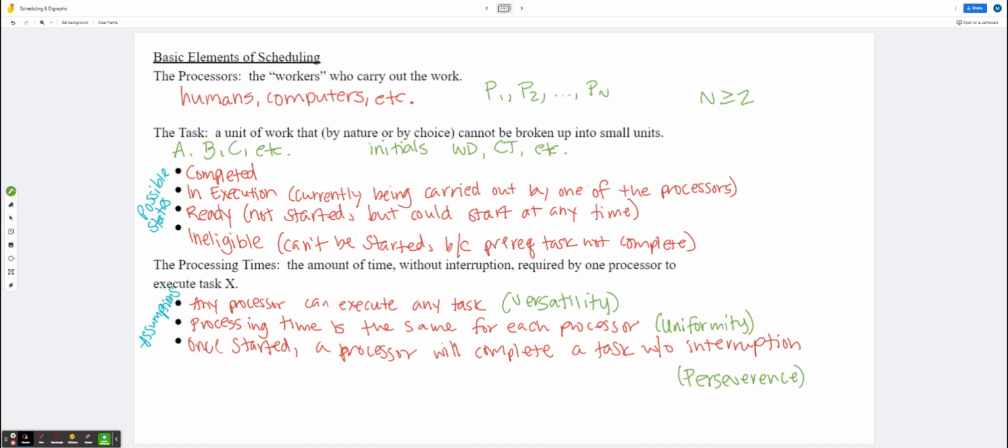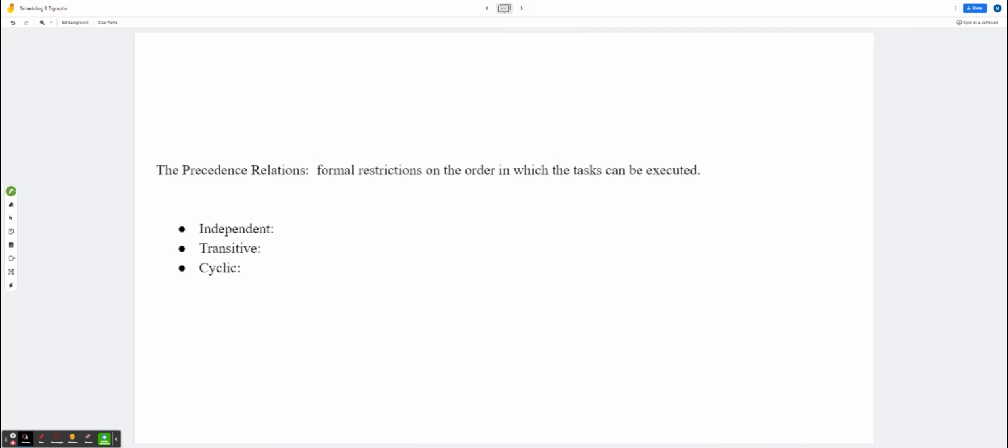Now, there is one more aspect to scheduling problems, and that is the precedence relation. So this tells us what rules we have in terms of what tasks have to be executed before or after other tasks. So we're going to use the notation X and then a right arrow and then Y to tell us that X has to be completed before Y can start. So if you are writing an essay, you have to finish writing your rough draft before you can start editing and writing your final draft.